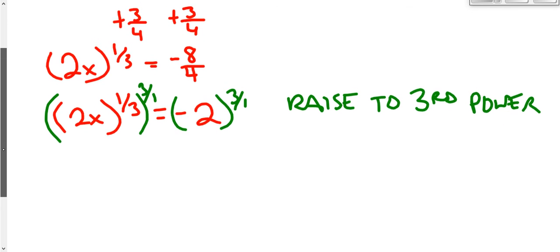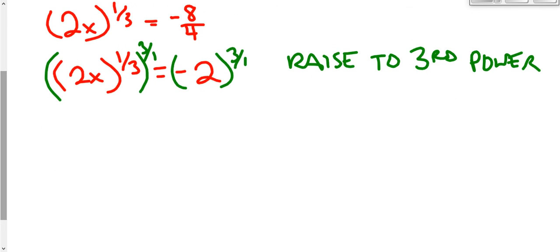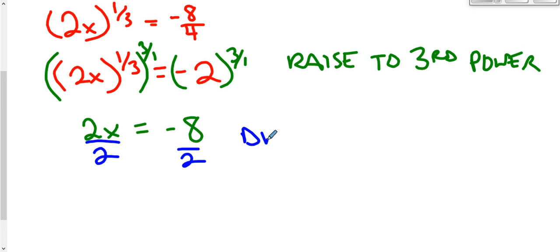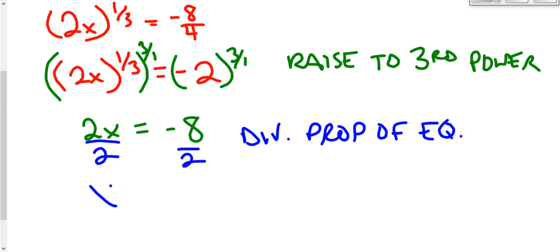Now, if I raise the 1/3 to the 3rd power, that's going to end up just raising me to the 1st power, which is going to turn invisible, so my 2x is completely unlocked. Now all I have to do is negative 2 to the 3rd power. Negative 2 times negative 2 times negative 2 is negative 8. And I'm ready to do my last step, which is just to divide both sides by 2. So that's the division property of equality. And my final answer is x equals -4.